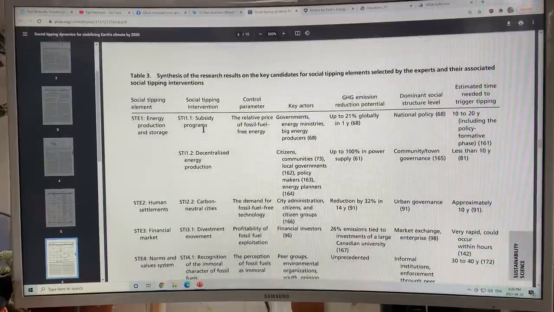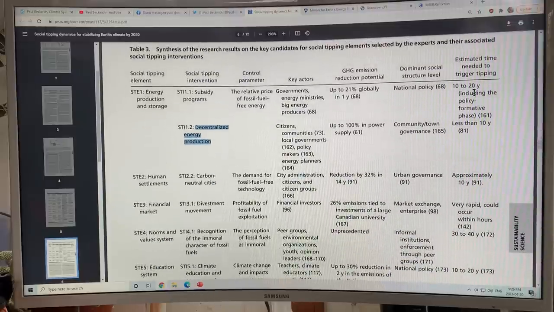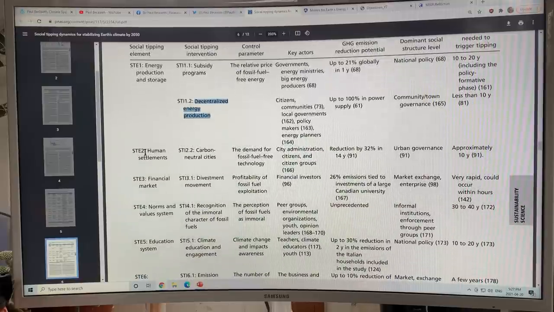And then they talk about these social tipping elements. So energy production and storage is a big one. We need to get rid of subsidies on fossil fuels, number one, and we need to promote decentralized energy production, number two. Okay, and we need to do these quick. I mean, it takes time to trigger the tipping points, but it will have a huge impact on greenhouse gas emission reductions.